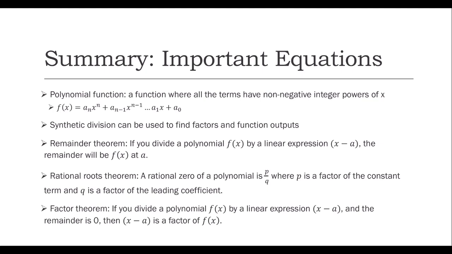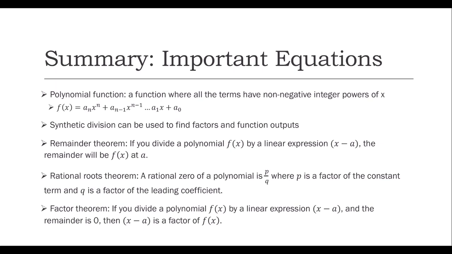In summary, a polynomial function is a function where all the terms have non-negative integer powers of x. So f of x equals a sub n times x to the n plus a sub n minus 1 times x to the n minus 1, and so on until a sub 1 times x plus a sub naught. Synthetic division can be used to find factors and function outputs. The remainder theorem says that if you divide a polynomial f of x by a linear expression x minus a, the remainder will be f of x at a, or f of a.